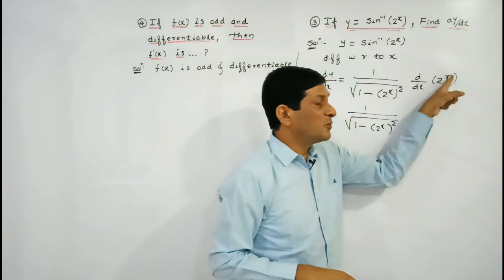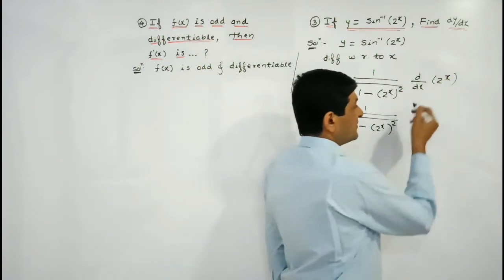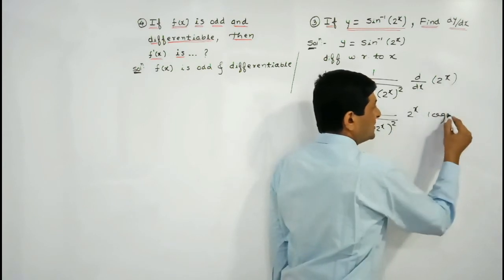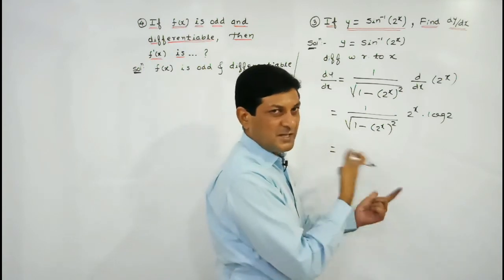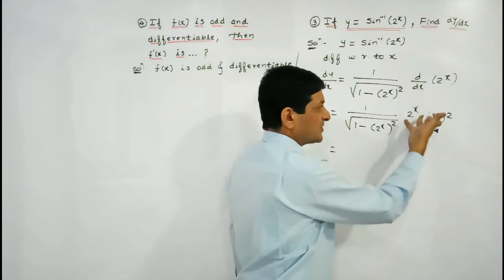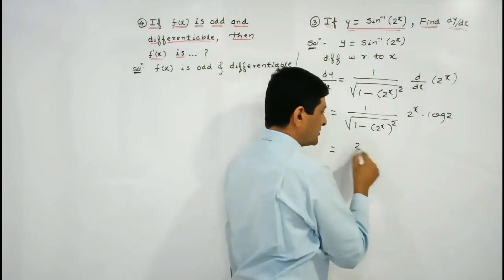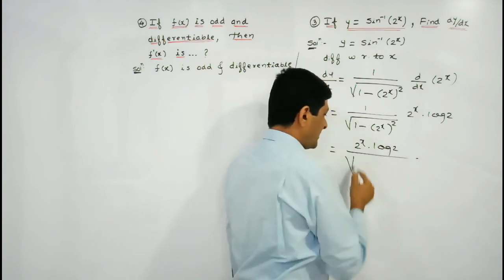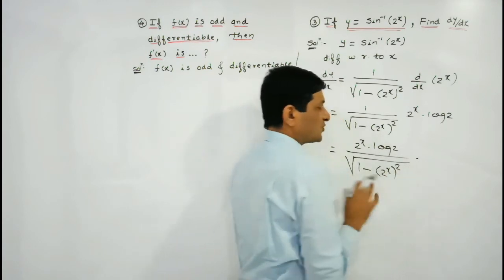What is the derivative of 2 raised to power x? It is in the form of a raised to power x. And what is the derivative of a raised to power x? a raised to power x into log a. What is a here? 2. So the differentiation is completed, and write it down in the simplest form: 2 raised to power x into log 2 into 1 will be equal to 2 raised to power x into log 2, and in the denominator under root 1 minus 2 raised to power x whole bracket square, keep it as it is.